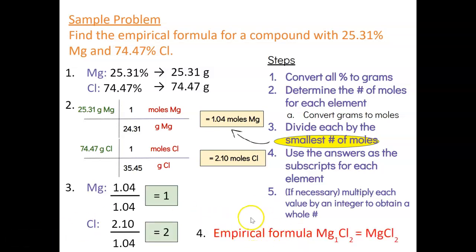What we'll need to do is then use this number as the subscript for the formula. We're going to use the answers as the subscripts for each element. So the 1 will become the subscript for magnesium, and the 2 will become the subscript for chlorine. So our empirical formula is Mg1Cl2, which again, this 1, we usually don't write a 1, so it would just be MgCl2.